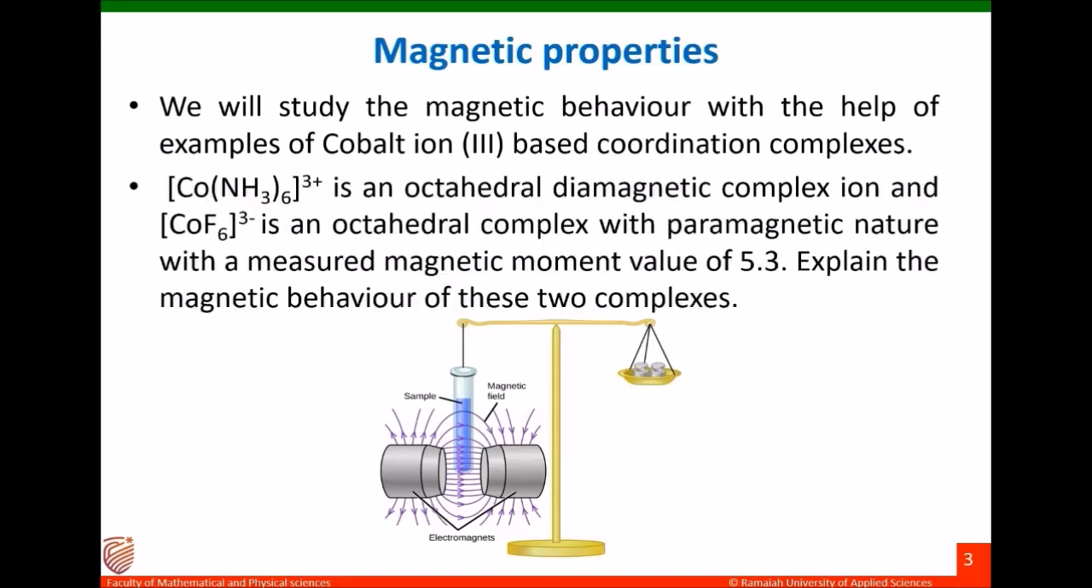Co(NH3)6 3 plus is an octahedral diamagnetic complex ion, and CoF6 3 minus is an octahedral complex with a paramagnetic nature with a measured magnetic moment value of 5.3. Explain the magnetic behavior of these two examples. So similar complexes with different magnetic properties. Why they are having different magnetic properties, we are going to explain.